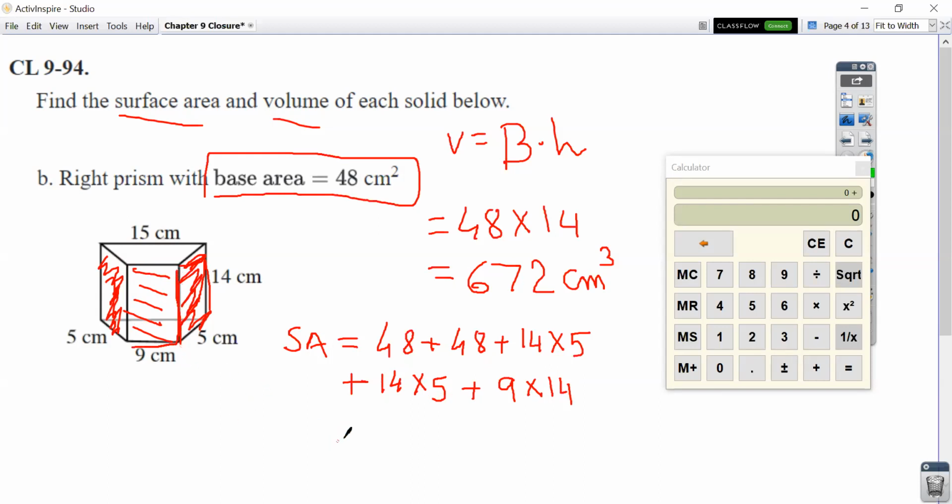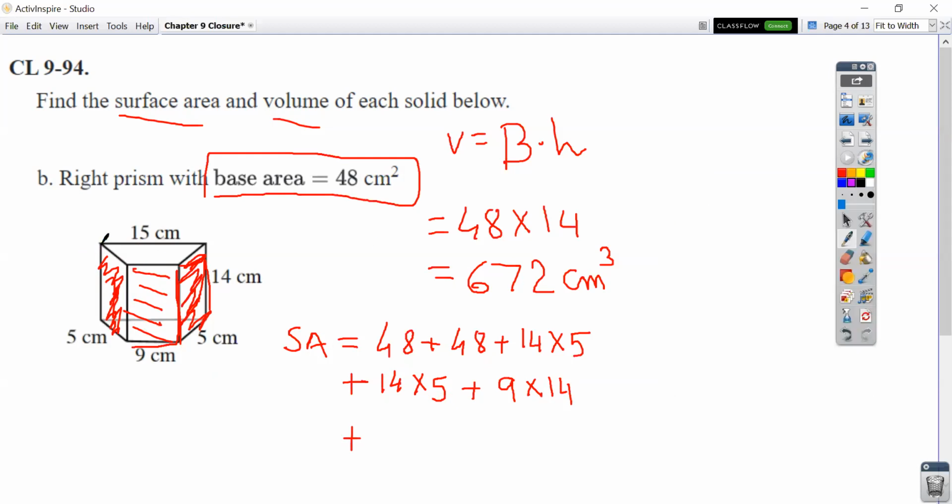Then don't forget to add the one on the back, which is this one. Some of you may not see it, so I have to draw it so you can see it a little bit better. This one, the one on the back, is 15 and 14. So you have to take 15 times 14. Add them all together, everything. The surface area should be 572 centimeters squared.